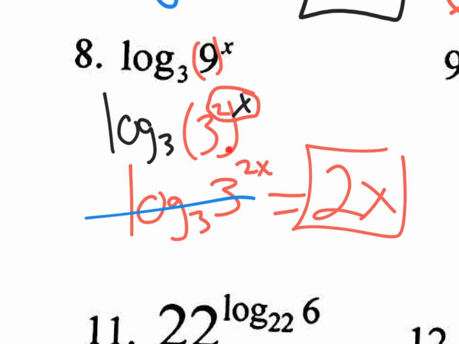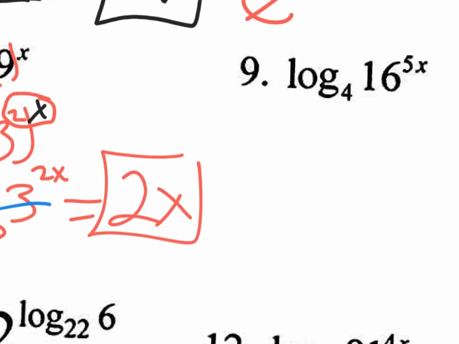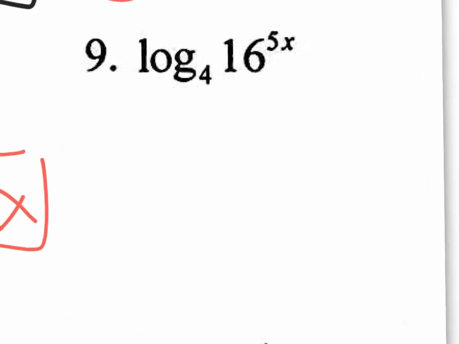I would just write this part probably and then just cancel out the 3's and know that 2 and the x, you have to multiply them, so it becomes 2x, and that's what comes down as your answer. Take a look at number 9 here.